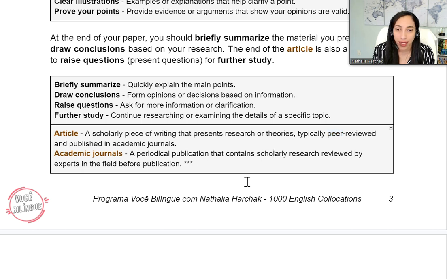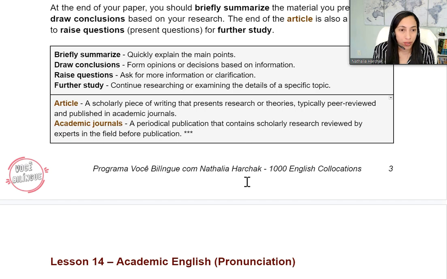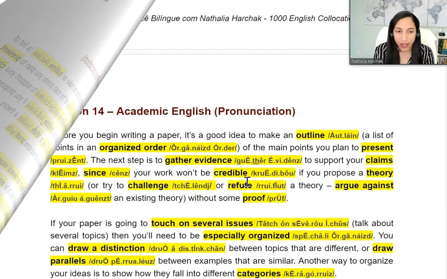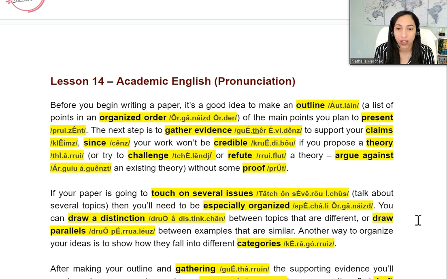Okay. So hopefully you understood the text better. And if you didn't, let me know. All right. So now let's focus on the pronunciation portion of our lesson. I would like you to repeat the words after me.